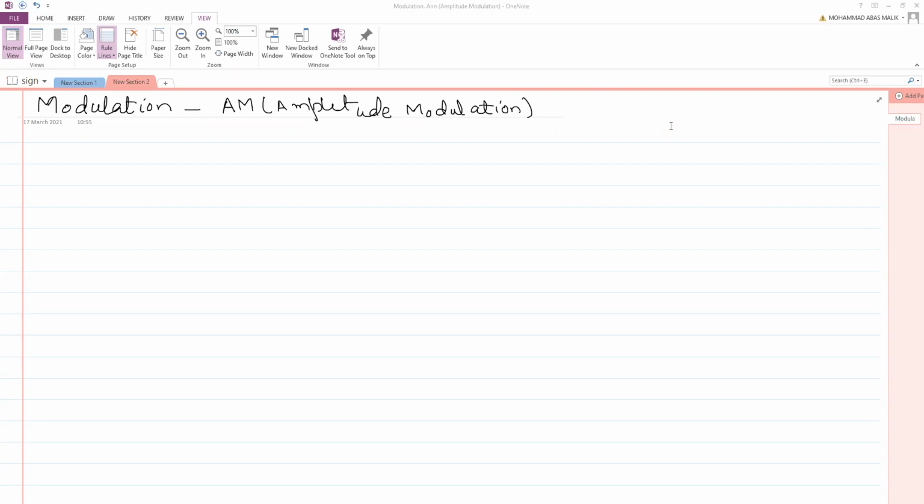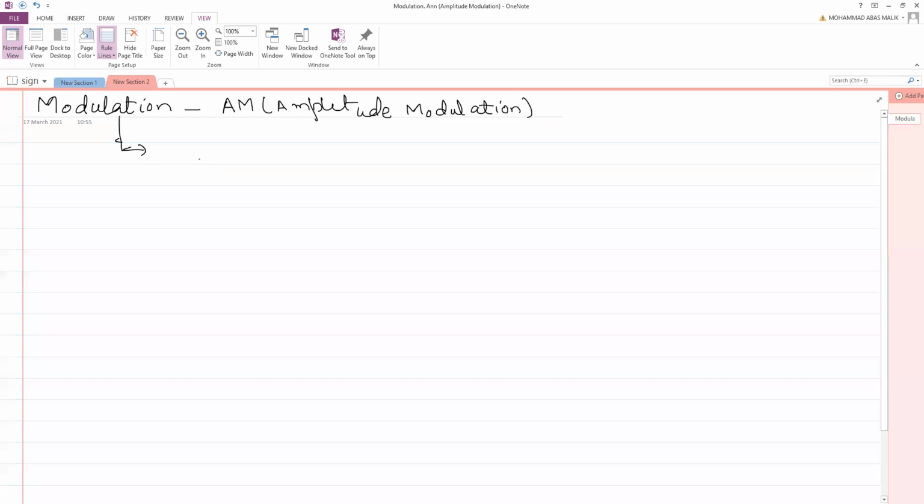So we already know modulation. It's a process in which you change one of the characteristics of the carrier signal. That means you can change either the amplitude, frequency, or phase of the carrier in accordance with the message signal.